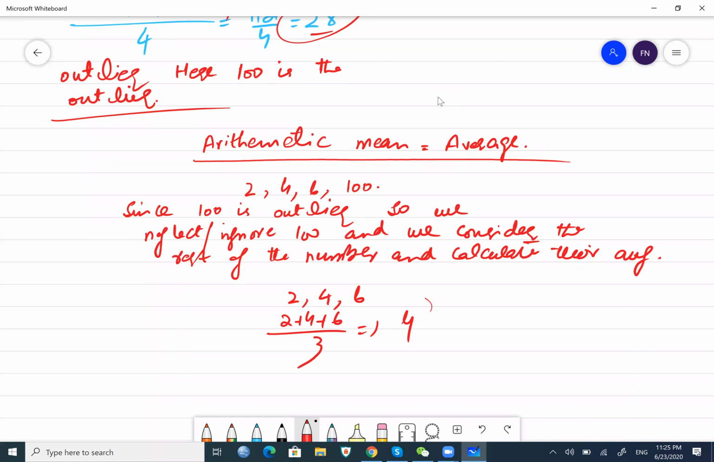Now you can see that this 4 is the true representation of these 3 numbers. So this is how we calculate the arithmetic mean. Whenever we have an extreme outlier, we simply ignore that outlier and we calculate the average.